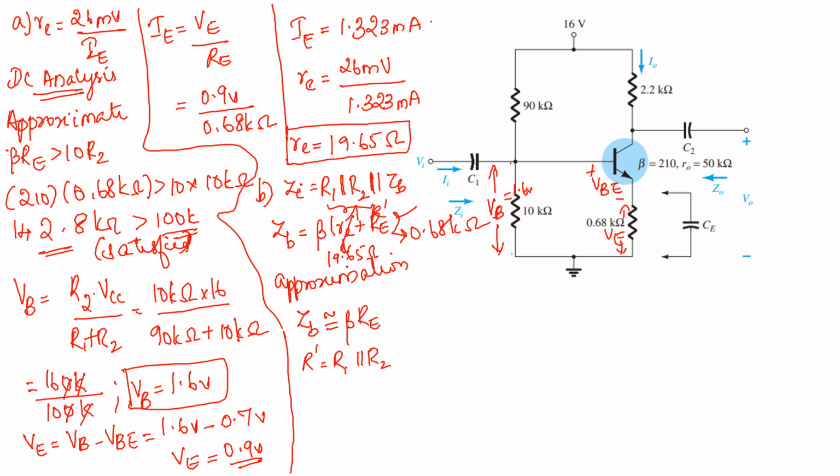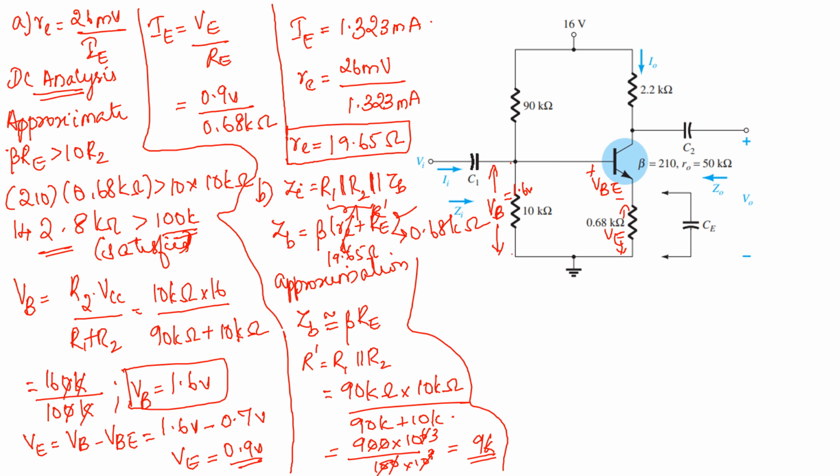So we can first find out what is the parallel combination. So what is R1? 90 kilo ohm into what is R2? 10 kilo ohm divided by 90k plus 10k. Okay, so 90 into 10, that is 900 into 10 raised to 6 divided by 90 plus 10, 100 into 10 raised to 3. So you will be getting it as 9, right? 9k. Is it correct? Yeah, 9k.